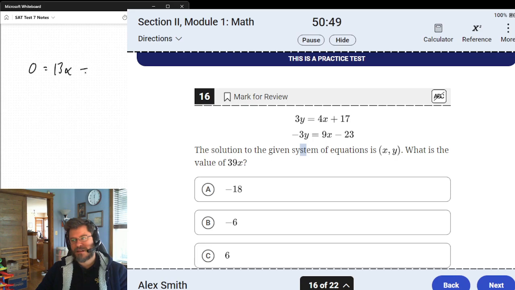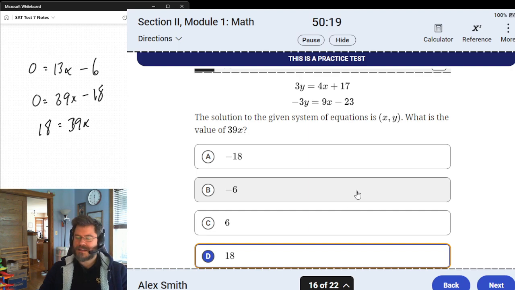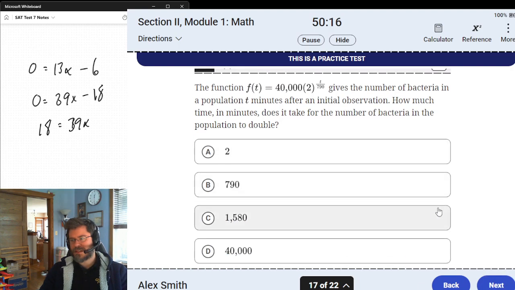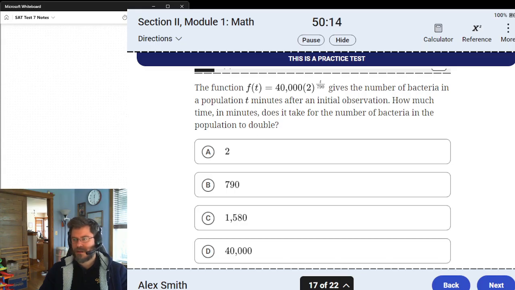And then what happens there? Negative 23 and 7, that's going to be negative 6. If I want 39x, I just got to multiply this by 3. 0 equals 39x minus 18. Add the 18 over, and you get 18. Ooh, ugly 18. Better 18. All right, equals 39x. So positive 18 is our answer. That's a neat trick. The SAT loves to do stuff like that. Look for opportunities to just add and simplify. Don't have to actually solve for x.